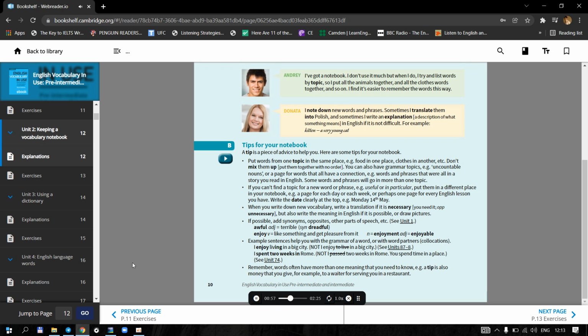For example, a page for each day or each week, or perhaps one page for every English lesson you have. Write the date clearly at the top. For example, Monday the 14th of May. When you write down new vocabulary, write a translation if it is necessary, but also write the meaning in English if it is possible, or draw pictures. If possible, add synonyms, opposites, other parts of speech, etc.